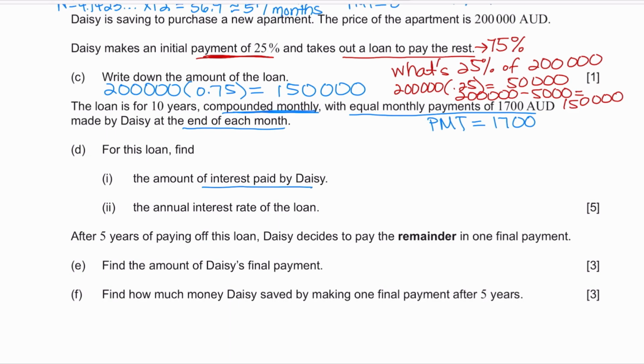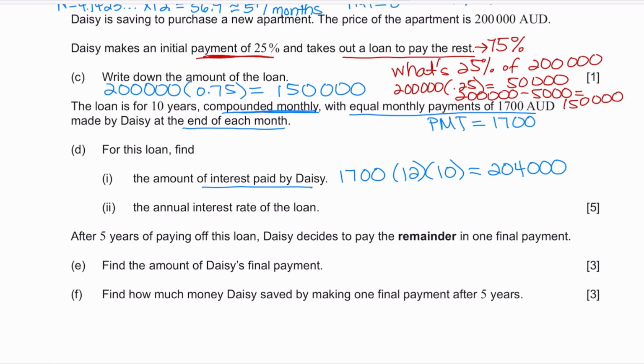For this loan, find the amount of interest paid by Daisy. The way you're going to figure out how much interest is paid on the loan is to think about the fact that Daisy has to pay $1,700 every single month. There's 12 months in 1 year for the next 10 years. If you multiply 1,700 times 12 times 10, you're going to get $204,000. So Daisy takes out a loan. She's paying $1,700 every single month for the next 10 years. That's a total of 120 payments. If you multiply that by 1,700, she would have paid a total of $204,000 at the end of the loan.